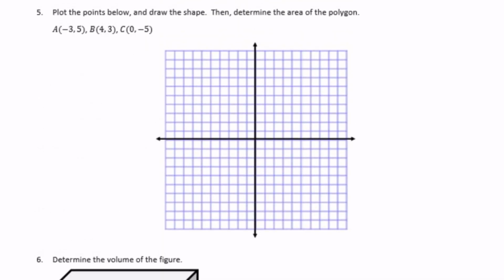All right, number 5. Plot the points below and draw the shape, then determine the area of the polygon. So we have A, negative 3, 5. Negative 3 is right there, and then up 5. There's A. B is 4, 3. 4, up 3. And C is 0, negative 5. So 0. Okay, so I'm going to connect these.